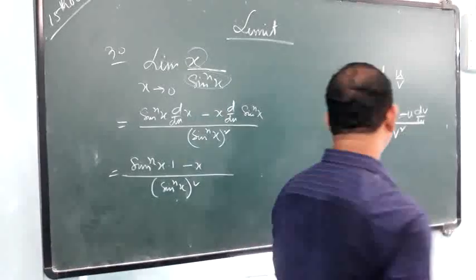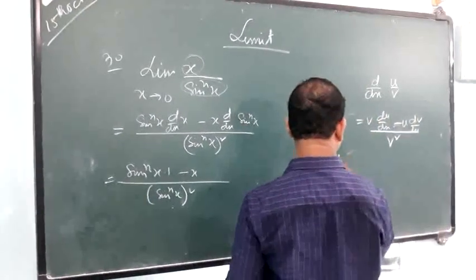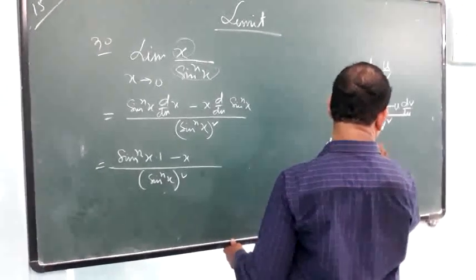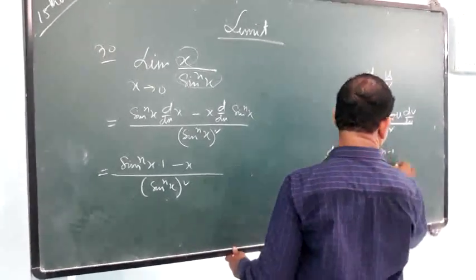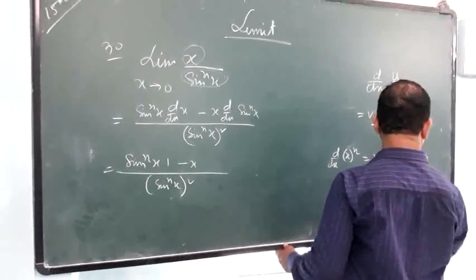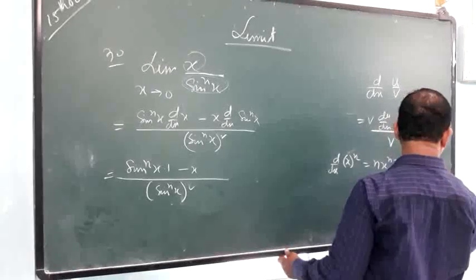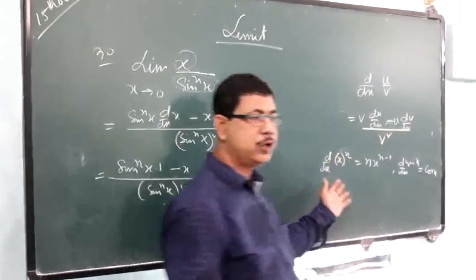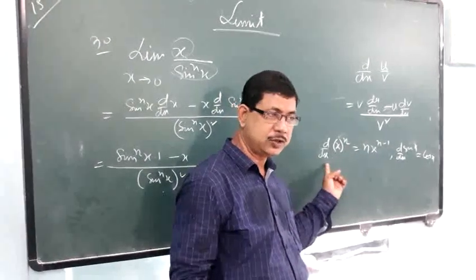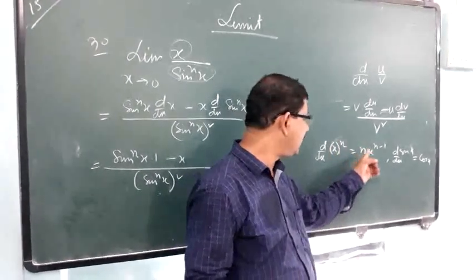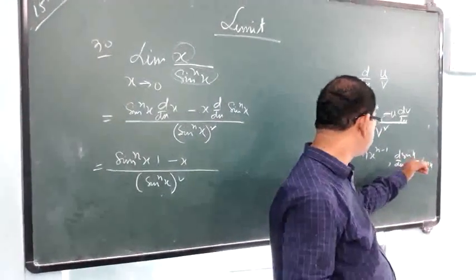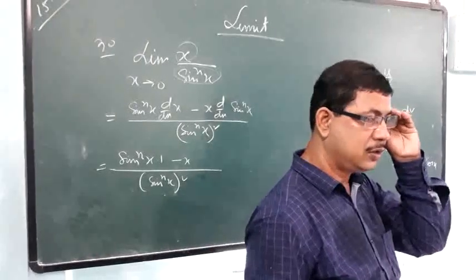For that only we will use this formula, as well as the differentiation of sin x with respect to x is cos x. We know the formula: differentiation of x to the power n with respect to x is n x to the power n minus 1. Is it? And differentiation of sin x with respect to x is cos x.